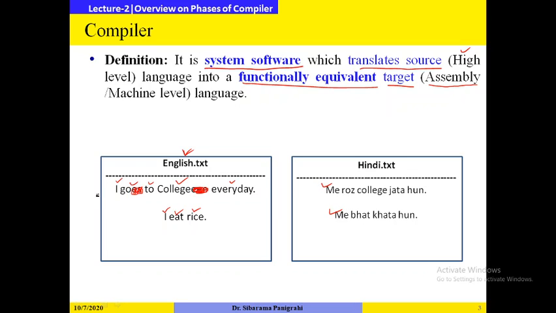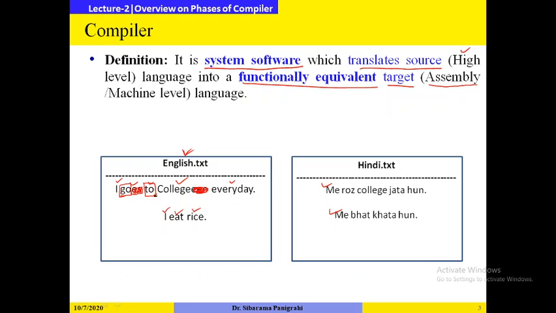So you need to remember that first it checks whether each character is valid or not. Then it scans character by character from the source program and groups the characters into words. Then it checks whether that word is valid or not.